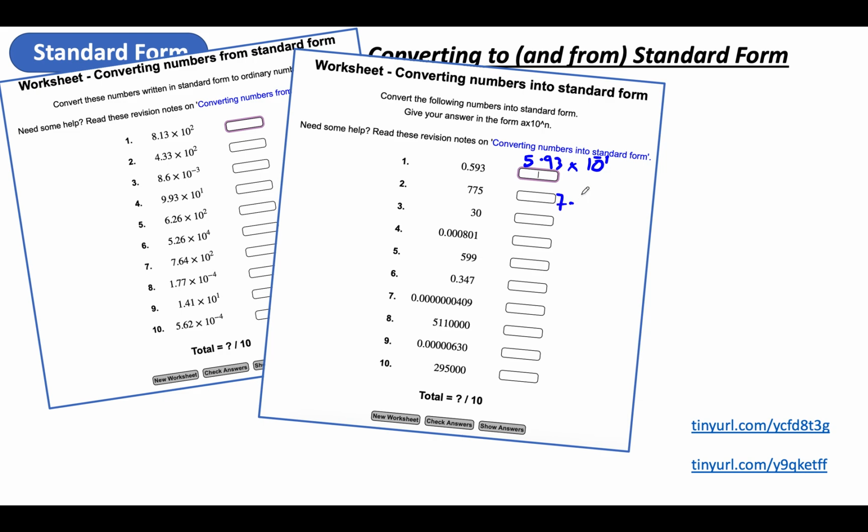This one would have been 7.775 times by 10 to the power of, well, my number is really 2 places smaller than that. Or sorry, 2 places bigger than that. I'm getting confused because I'm talking quick. I really want it to be 775. So it's a +2 because it needs to be 2 places bigger to make 775.